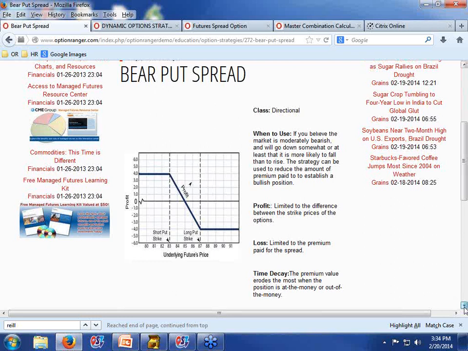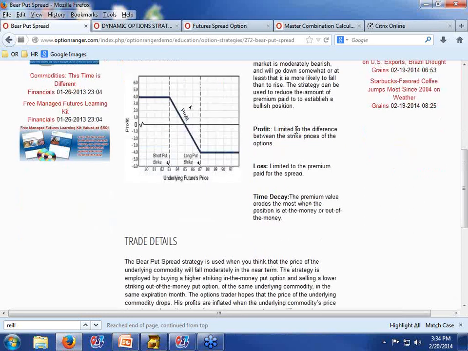And again, most people don't have moderate opinions, but for those that do, and I think it's good to be a little more moderate than to think that every trade is going to go to the moon or fall to the floor, these types of trades should be considered. Finally, the profit on this trade is limited to the difference between the strike prices of the options, meaning it's a spread, and again, you're going to understand that better when you see the numbers. It's a limited profit. Your risk is also limited to the premium paid for the spread, the total cost of the trade.